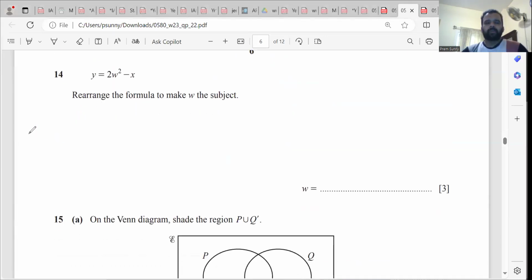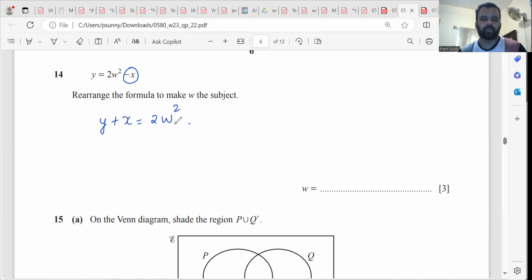Now rearrange the formula to make W the subject. W the subject means only W should be there on the right hand side. All the remaining terms should be on the left hand side. First of all, I'll take this minus x. It goes to the other side. It becomes positive x. Y plus x is equal to 2w square.